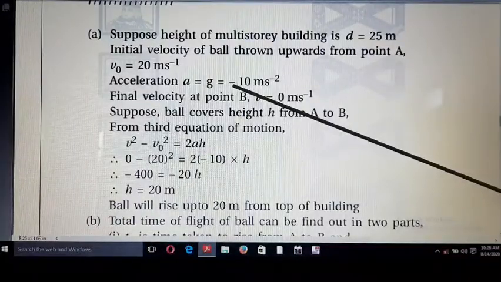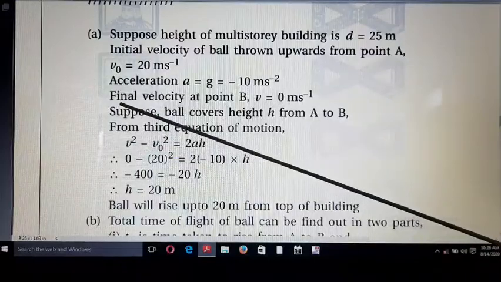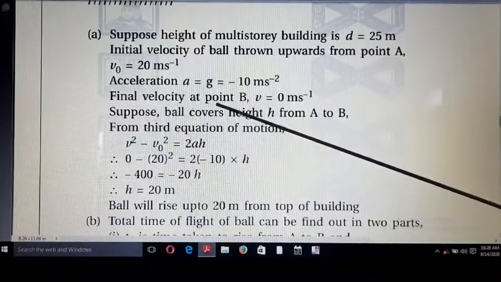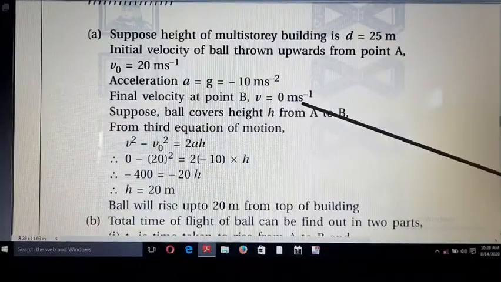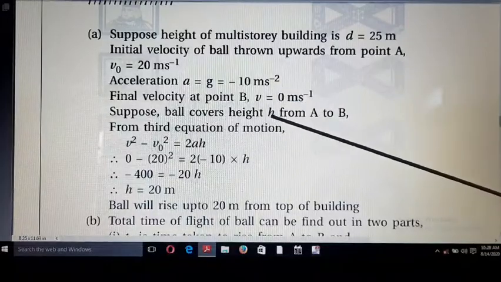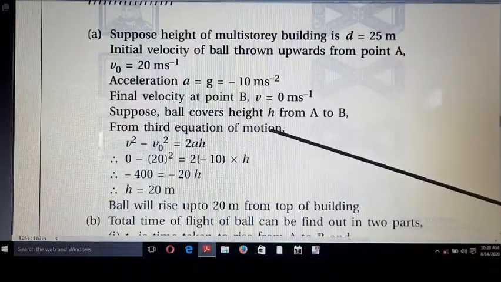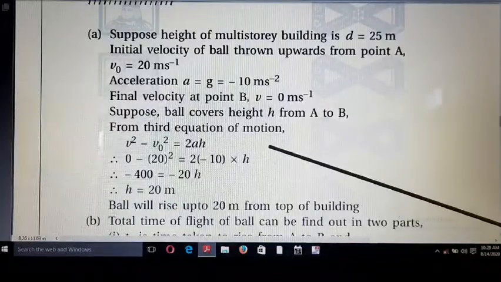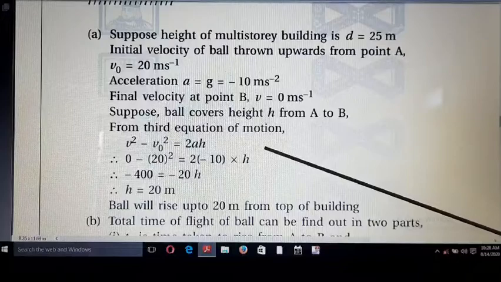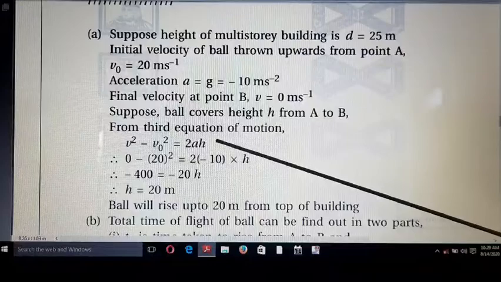But ball is moved in upward direction. So here we take negative sign. Okay. At point B, means final velocity at point B, V is equal to 0 meter per second. Suppose ball comes height h from A to B. From third equation of motion, we learn V square minus V0 square is equal to 2ax. But here instead of x we can write down h. Okay.